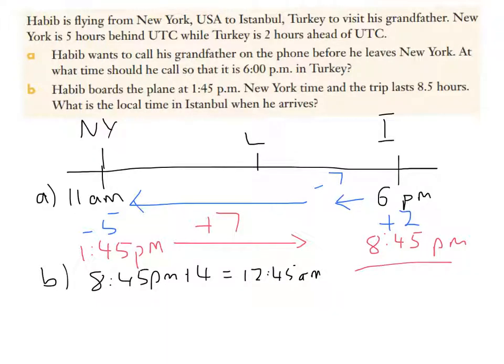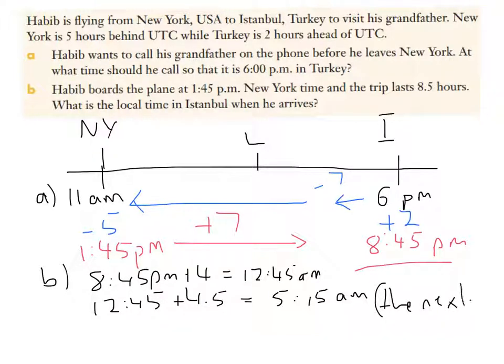So if I add 4.5 hours to 12:45, I'm going to wind up with, well 4:45 is 4 hours, so add half an hour to that and I wind up with 5:15. And that is AM. Considering that he started at 1:45 PM, it's going to be 5:15 the next day that he arrives.